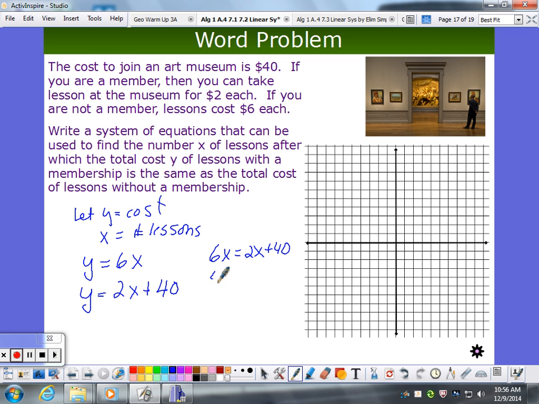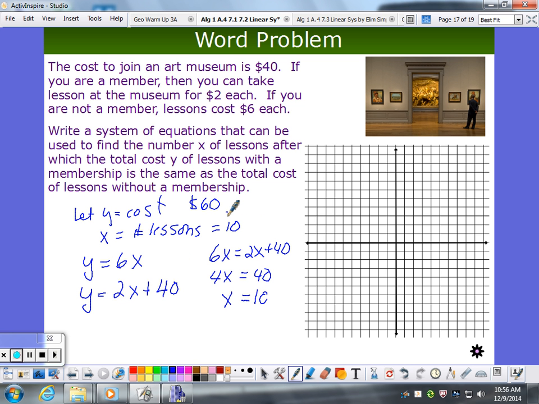So we'll subtract the 2x. And so divide by 4. X is 10. What's 10? What does that mean? Let's go back here. What's x? Number of lessons. So if I take 10 lessons, how much does that cost me? For which one? Either one.